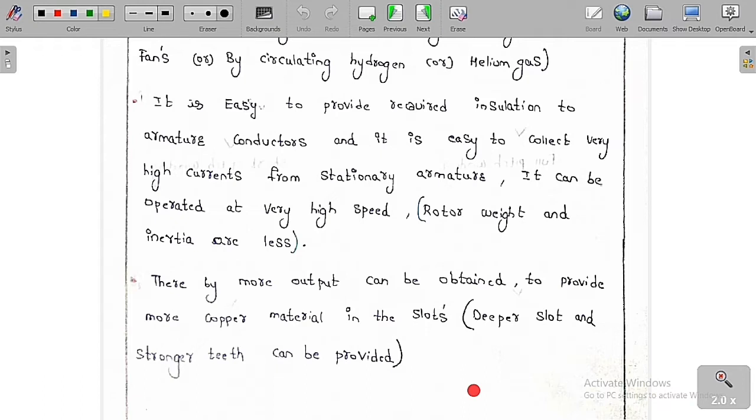So, the more output you require, the more copper material you should provide in the slots by making the slots deeper, and more deeper slots and stronger teeth can be provided in this case. So these are some of the important advantages of keeping the armature winding on the stator and the field winding on the rotor, compared to the reverse case. You always have to understand the concept behind this.